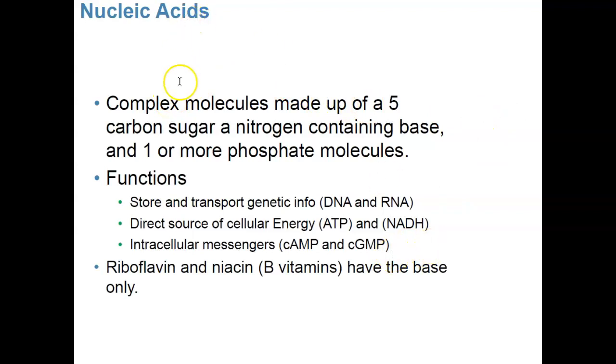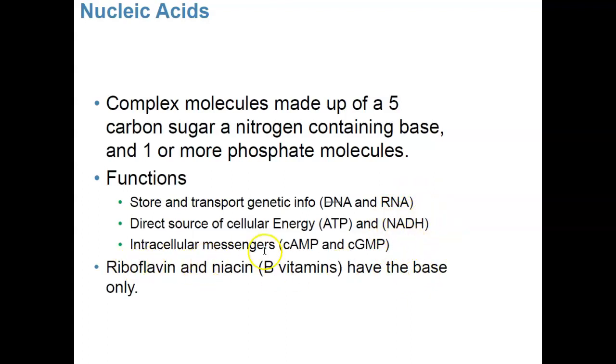Lastly, we have nucleic acids. They're complex molecules made up of a sugar, that means it's polar, a nitrogen-containing base, and 1 or more phosphate molecules. So the function of DNA, or nucleic acids, are to store and transfer genetic information. That's DNA and RNA. It's a source of cellular energy. So your mitochondria make ATP, which is actually a nucleic acid. And we'll talk a lot about NADH also. That is a nucleic acid.